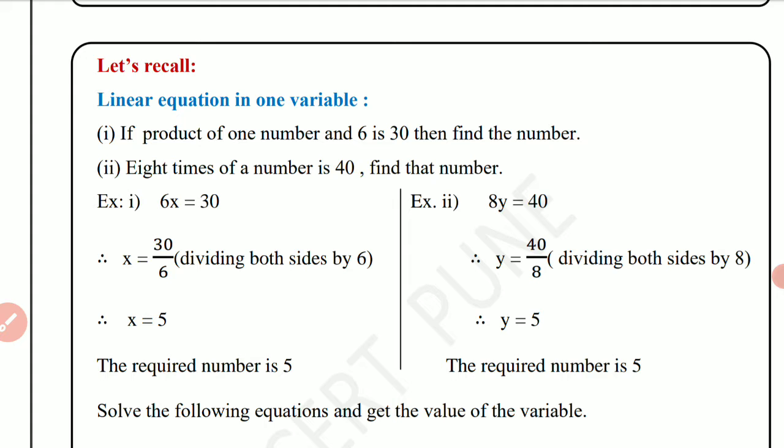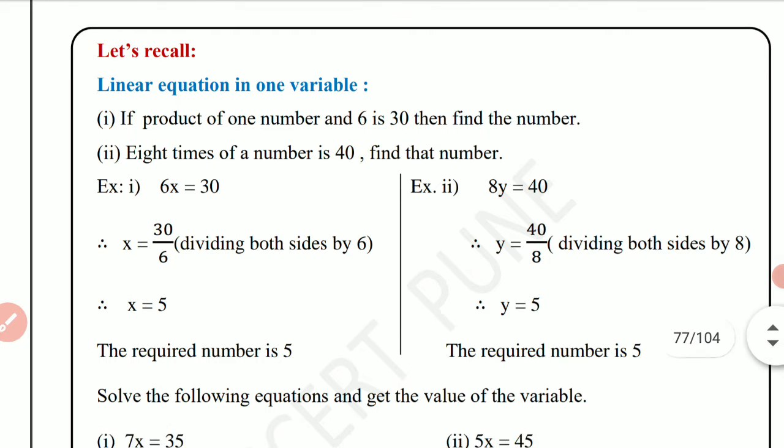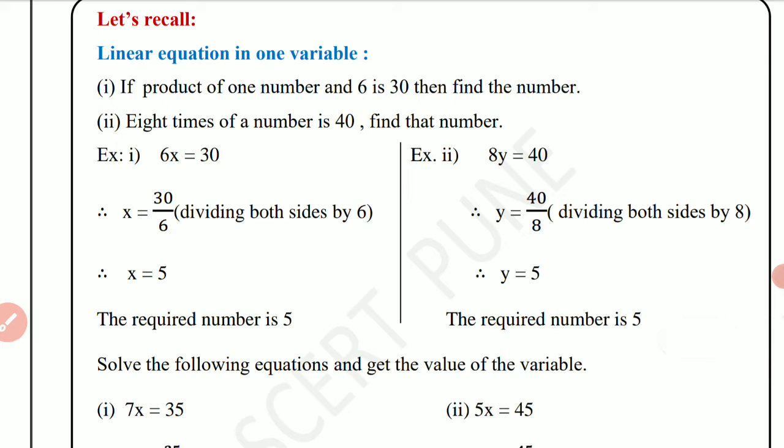In the next example, 8 times a number is 40. Find the number. एका संख्येची 8 पट ही 40 येते, तर ती संख्या कोणती? Suppose the number is y, that is 8y is equal to 40, and then y is equal to 5. The required number is 5.